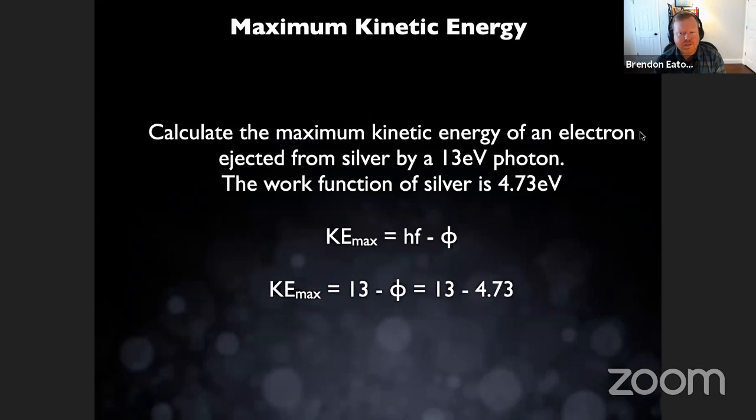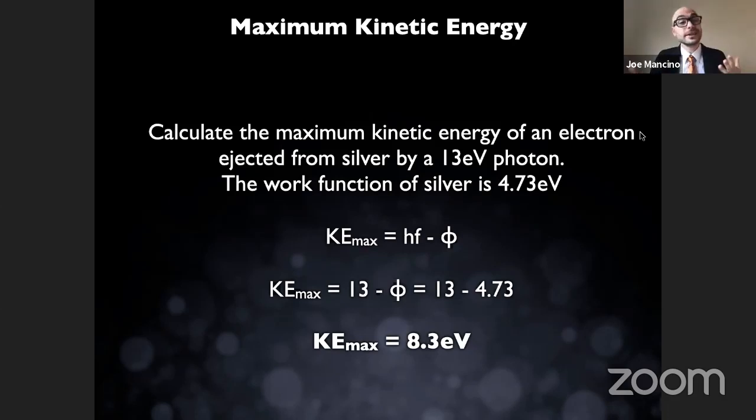I know the kinetic energy has to equal the energy of the photon minus the work function. So this is even easier than the previous example. It's just 13 minus 4.73, which leaves us with a maximum kinetic energy of 8.3 electron volts.